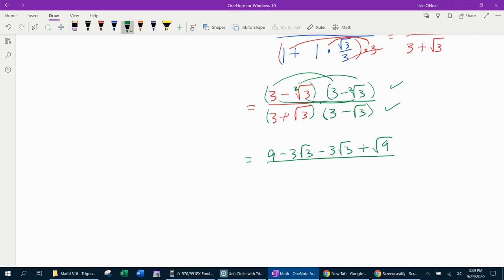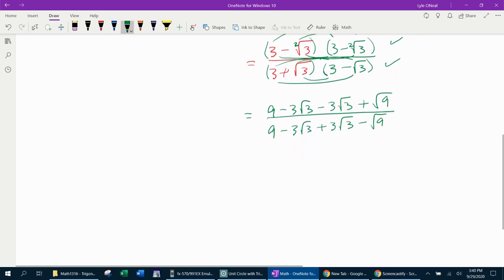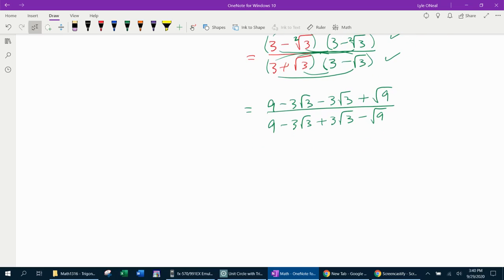Now we're going to FOIL the denominator. First, 3 times 3 is 9. On the outside, minus 3 square root of 3. On the inside, plus 3 square root of 3. Last but not least, negative square root of 9. And now we're going to simplify. And anybody that's thinking, hey, let's cancel those 9s out, you need to stop. That's violating the order of operations. You've got to simplify the numerator and the denominator and then look at reducing.